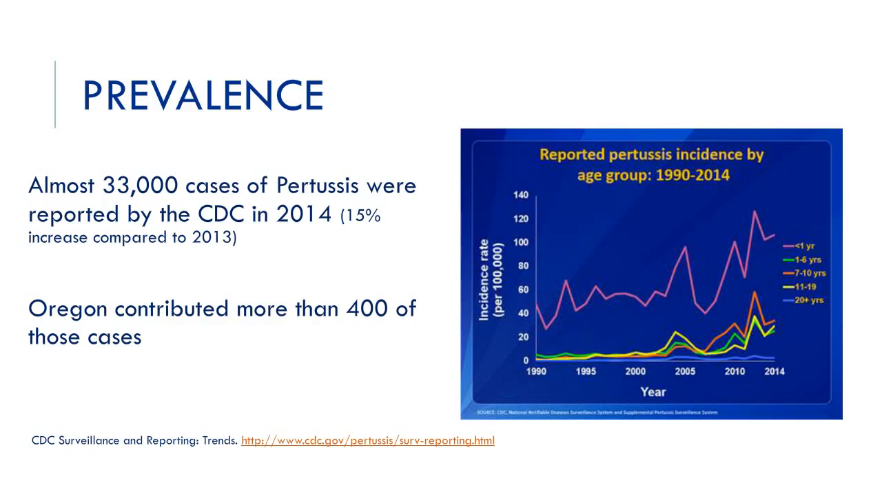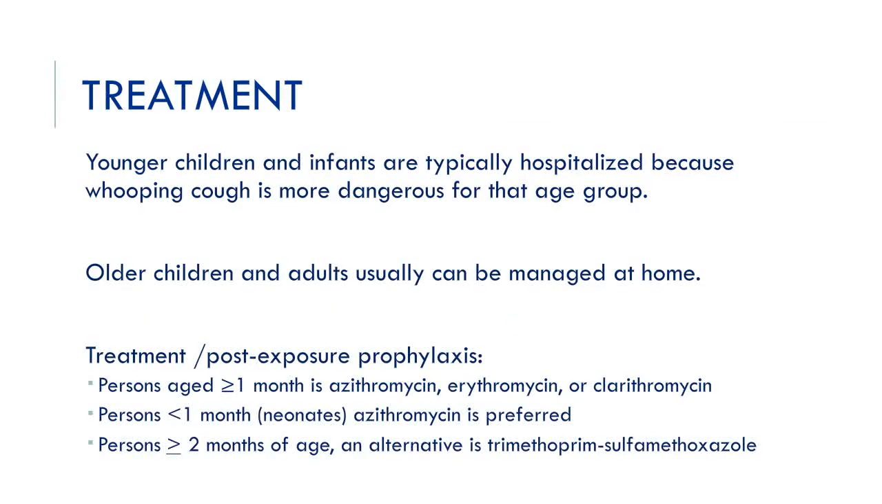And you can see by the graph on the slide that when you look at the incidence of pertussis from the 1990s up into 2014 by age group, indeed it is our youngest population, those children less than 1 year of age, that are at most risk for contracting pertussis. Now, as far as treatment for pertussis goes, we know that younger children and infants are typically hospitalized when they have whooping cough, again, because it is much more dangerous for that very young age group. Older children and adults can usually be managed at home without hospitalization.